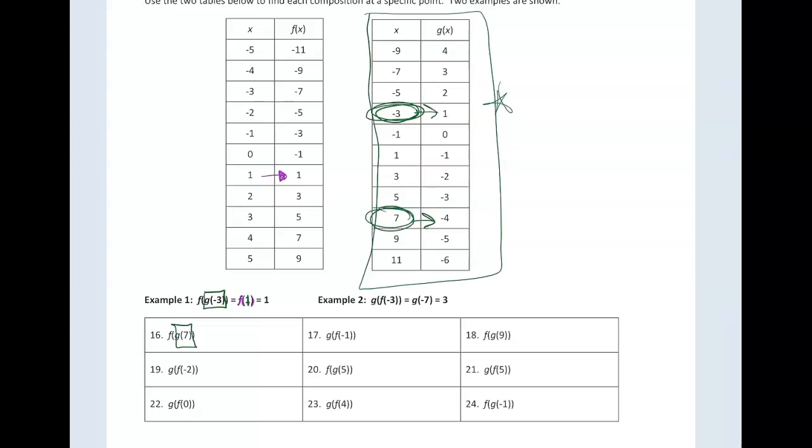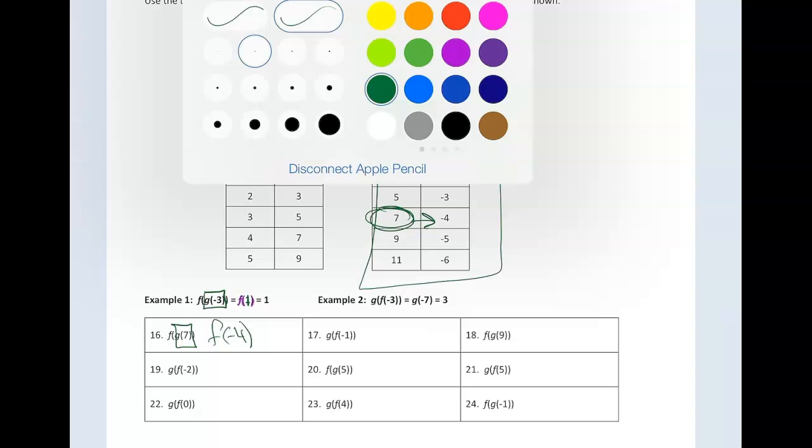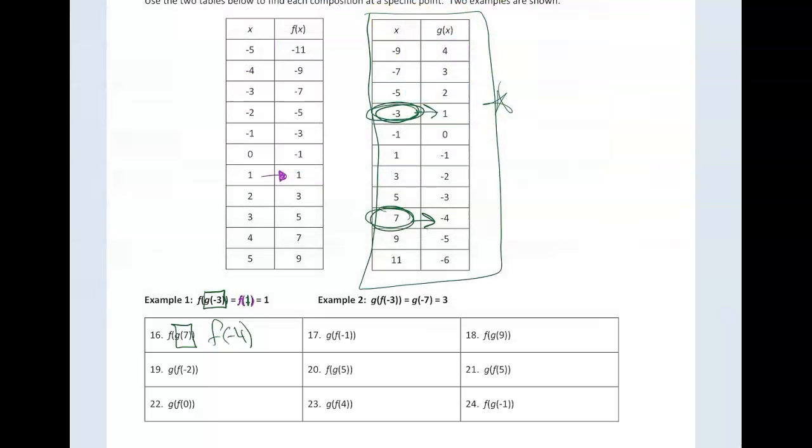7 points to -4. So I'm going to get f of -4. Okay, the -4 only replaces that G portion, which means I'm still left with f of. My f of goes to this chart because this one has the f of x. So I'm going to go to x is -4, which is right here, and it points to -9. And I go through so on and so forth.